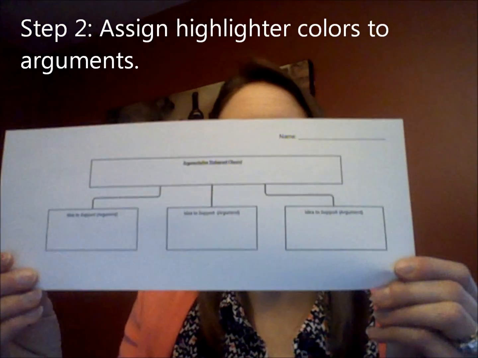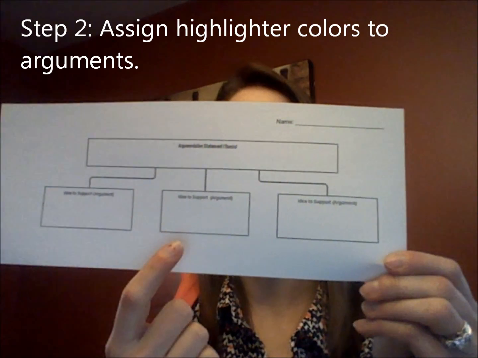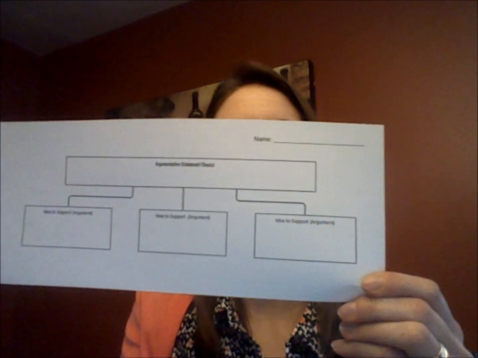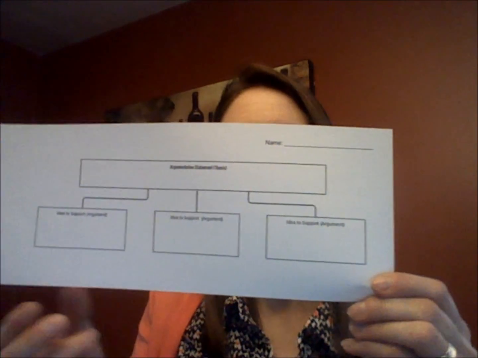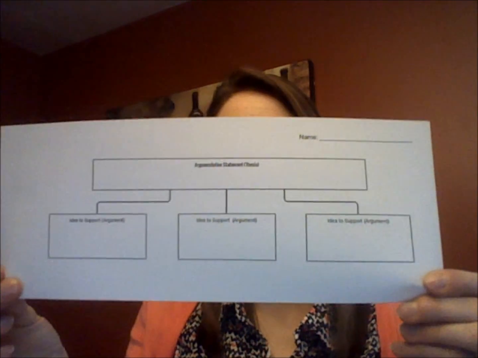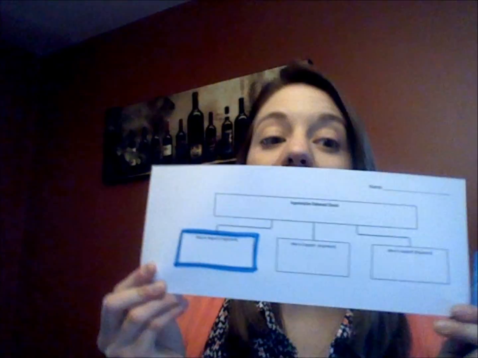Step 2 is to take your highlighters and assign a color to each of your arguments. So some of you might only use 2 colors because you only have 2 arguments, and some of you might use 3. So as you're reading, when you find information that supports my first argument, I'm going to highlight that piece of information in blue.